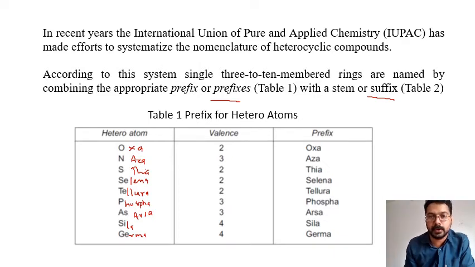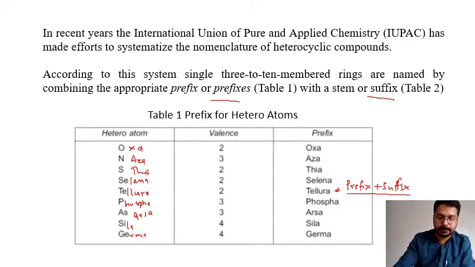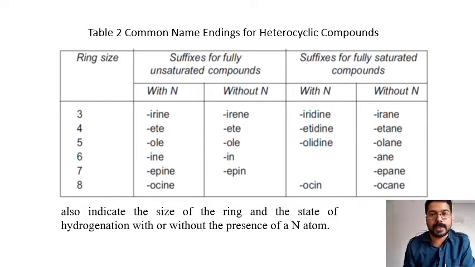So actually the nomenclature will be like this: it is a combination of prefix and suffix or stem. This is the way of naming a heterocyclic compound. Coming to the next part, that is the suffix, the name ending or the stem. I told you the suffix gives an idea regarding the size and the unsaturation of the compound.